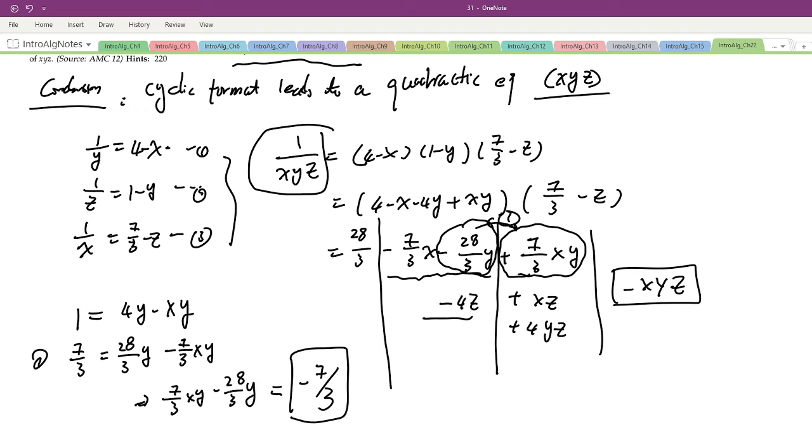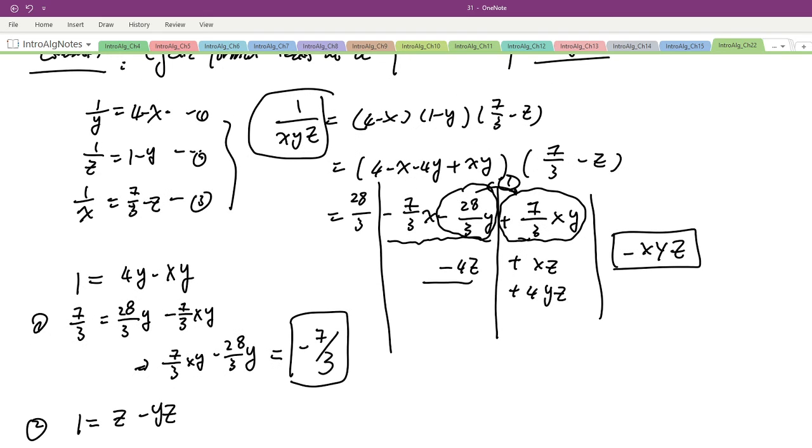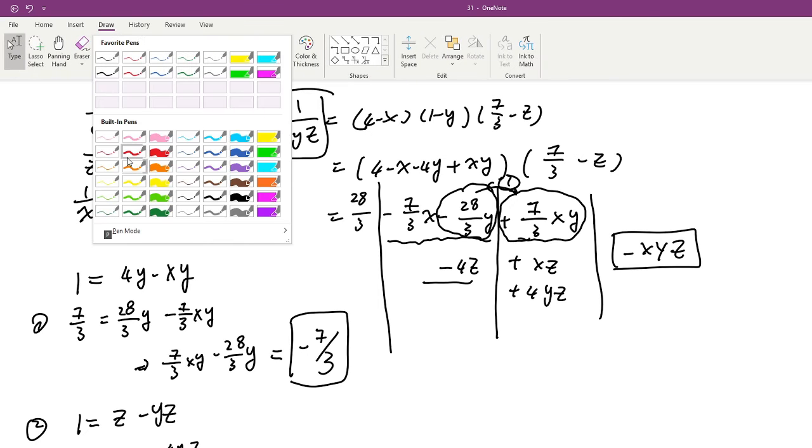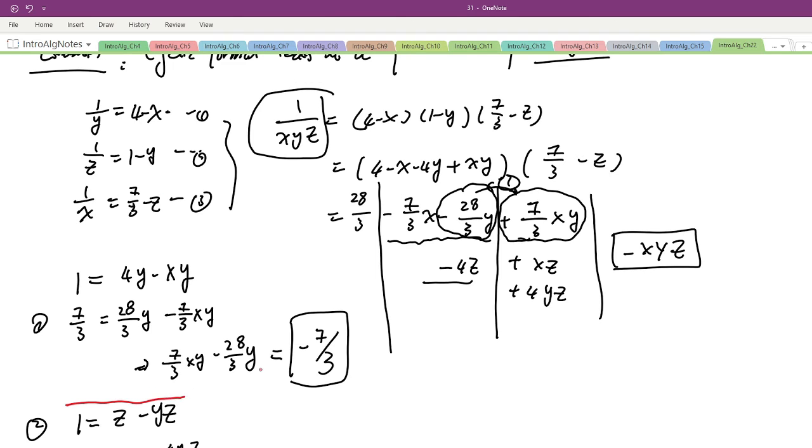This is the first one. You see it? Now the second. So 1 is equal to z minus yz, right? So we have the 4yz, right? Now times 4 is equal to 4z minus 4yz, right? Let me use another color. It is 4yz and 4z. Did you see it? Now you can see 4yz minus 4z equals -4.